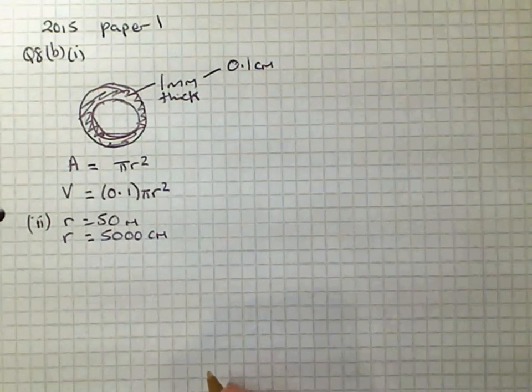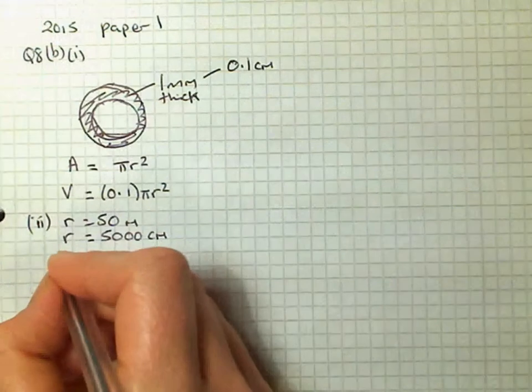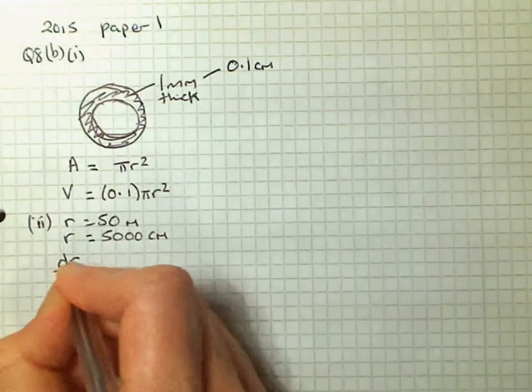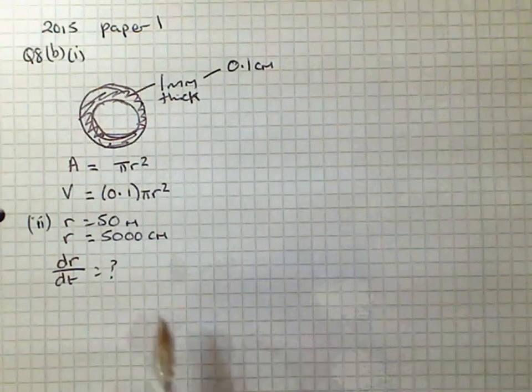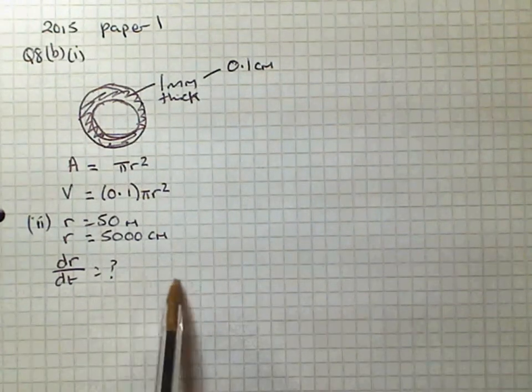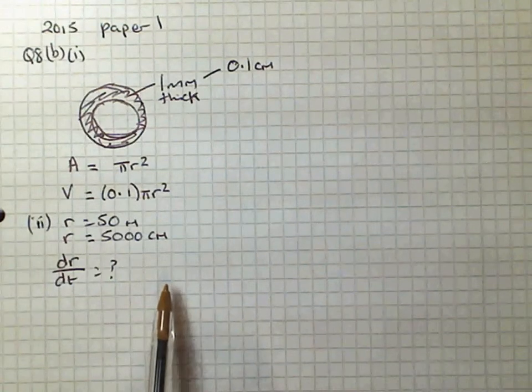So I'm asked for the rate in centimeters per minute at which the radius of the oil slick is increasing. So the rate at which the radius is increasing, the change in the radius with respect to time, dr dt. That's what I'm looking for. This is a rates of change question. So I'm going to have to come up with a little formula equation here to find me dr dt.